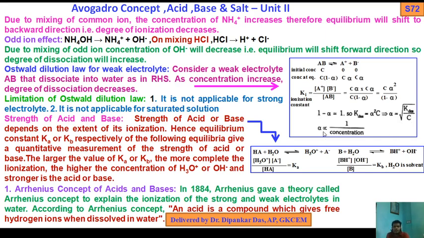So alpha is inversely proportional to the square root of concentration. If concentration increases, alpha decreases. From this derivation, it is clear that for a weak binary electrolyte at infinite dilution, the degree of dissociation is inversely proportional to the square root of concentration. For a weak binary electrolyte at infinite dilution, keep this in mind.